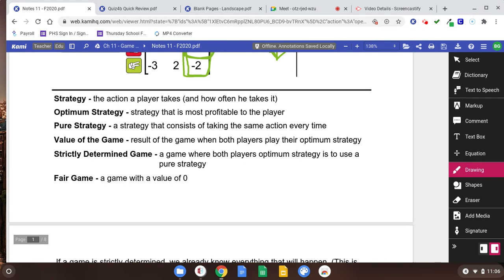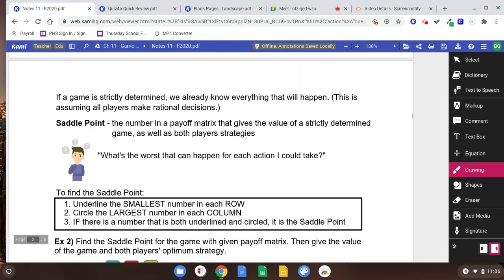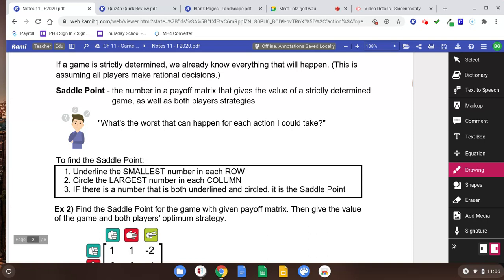This is a definition that most students I've had mess up. You've got this intuition and this definition of fair game from growing up playing fair games, but don't think about your emotions and your feelings. Think about this definition. It is a fair game in this class if it has a value of 0. If a game is strictly determined, we already know everything that will happen, assuming all players make rational decisions. What I mean by that is you're always going to try to act in your best interest. You're going to try to win the most money or lose the least amount of money. You're making rational decisions. You're not insane.